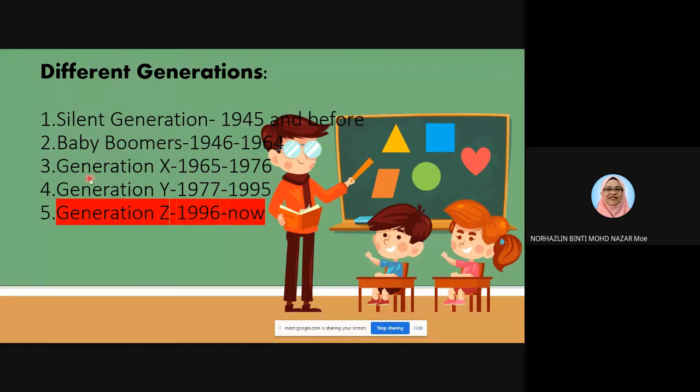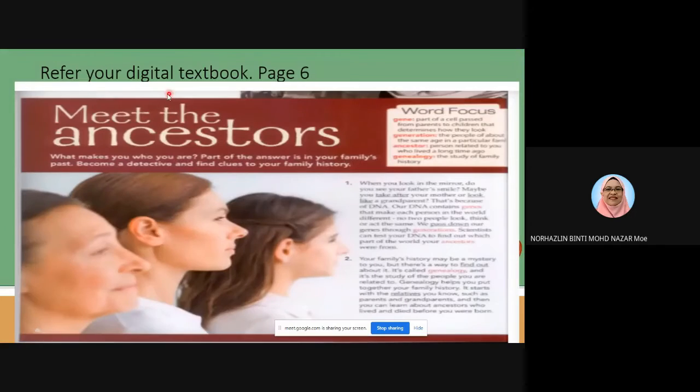Baby boomers, generation X, generation Y, and generation Z. You are here, you are generation Z. I'm here, generation Y. So you can guess my age right now. Next.